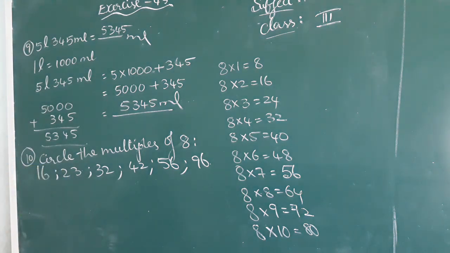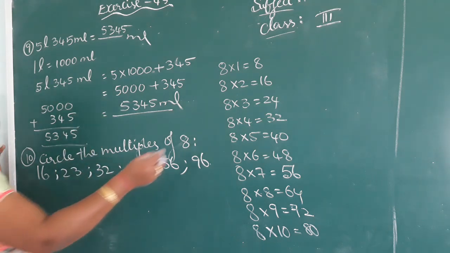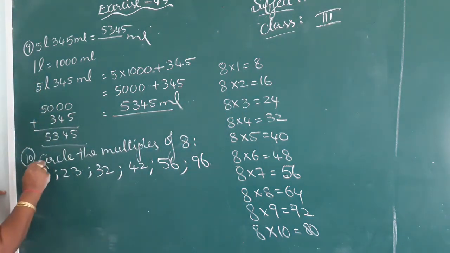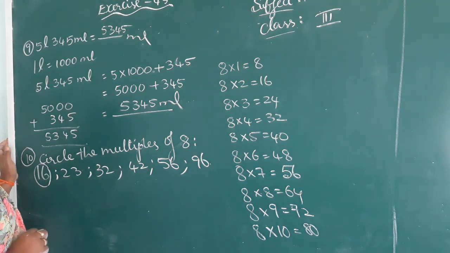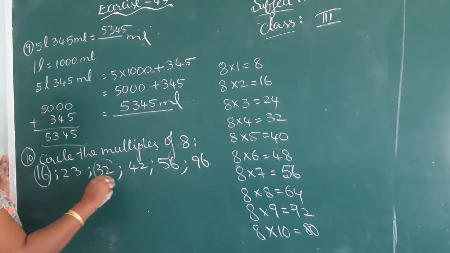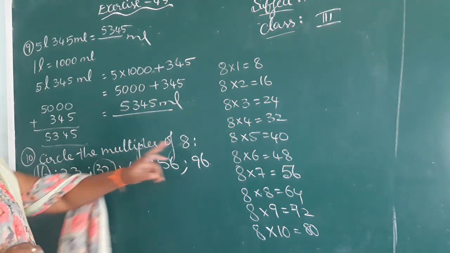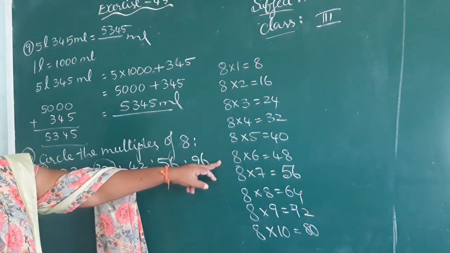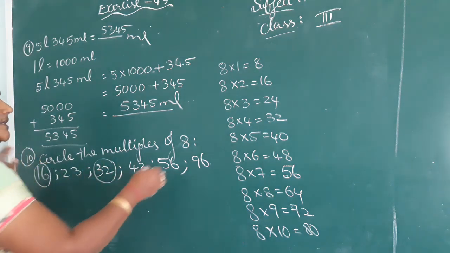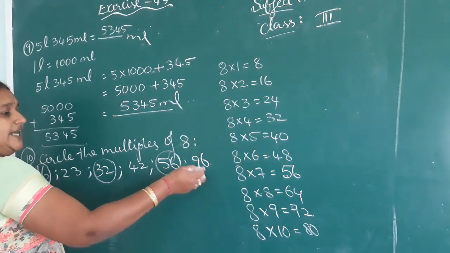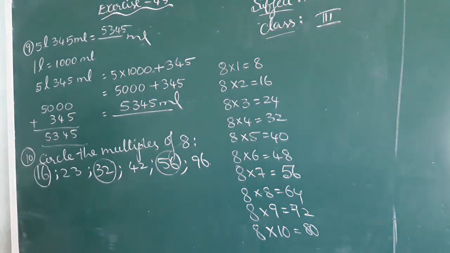So circle the multiples of 8. This is the question. 8 ones 8, 8 twos 16. So 16 is a multiple of 8. 8 threes 24, 8 fours 32. Here 32 is there. It is also a multiple of 8. Next 8 fives 40, 8 sixes 48, 8 sevens 56. Is there 56? Okay. Next 96 is there. Is it a multiple of 8 or not?